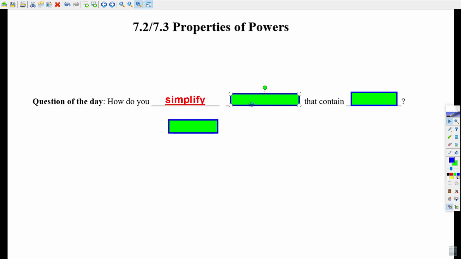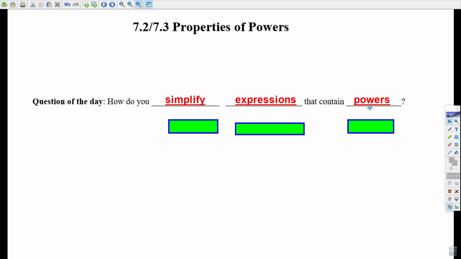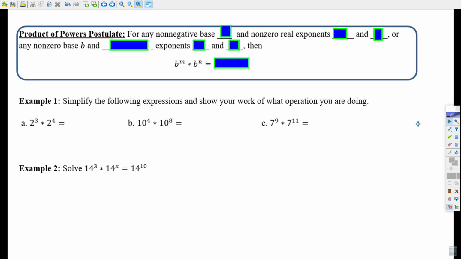The question for today is, how do you simplify expressions that have powers? So we're just going to go through all the properties. Maybe one or two new ones. I don't think so. I think you're going to know all these. And a lot of these fill in the blanks are pretty much the same thing, so just follow through and fill these in.